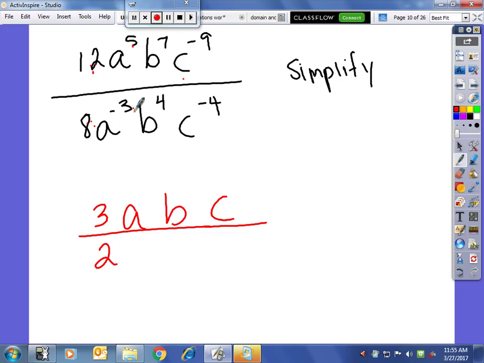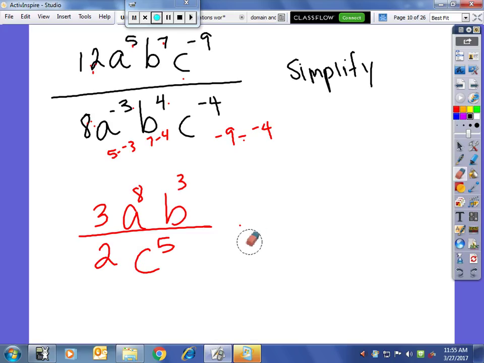So I'm going to do 5 minus negative 3 for the A's. 5 minus negative 3 is 8. For the B's, I'm going to do 7 minus 4, which is 3. For the C's, I'm going to do negative 9 minus negative 4. Be careful. What's that? Negative 5. So where were those C's really supposed to be? On the bottom, and it would be C to the 5th. So that's what the answer choice would look like.